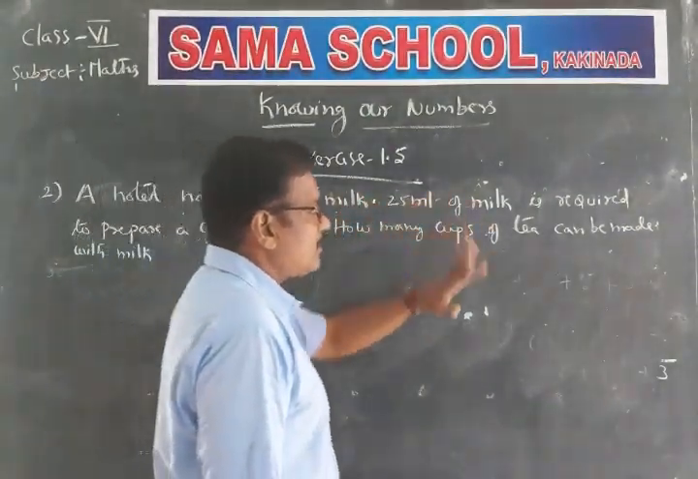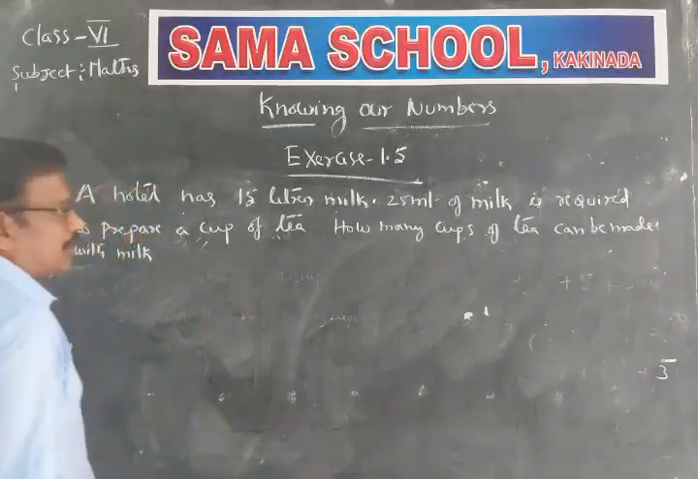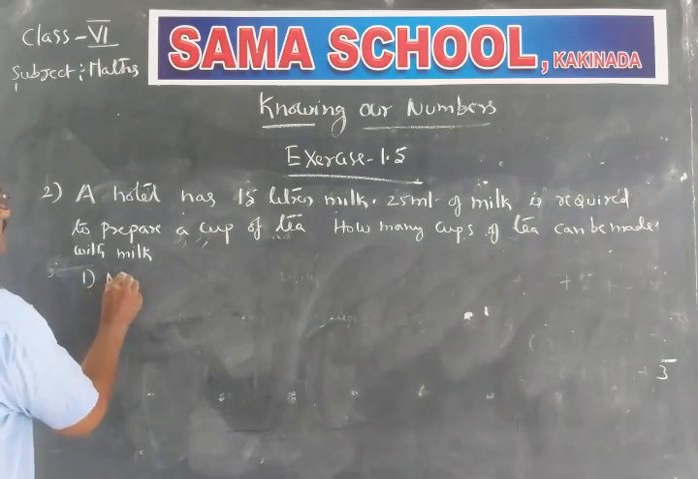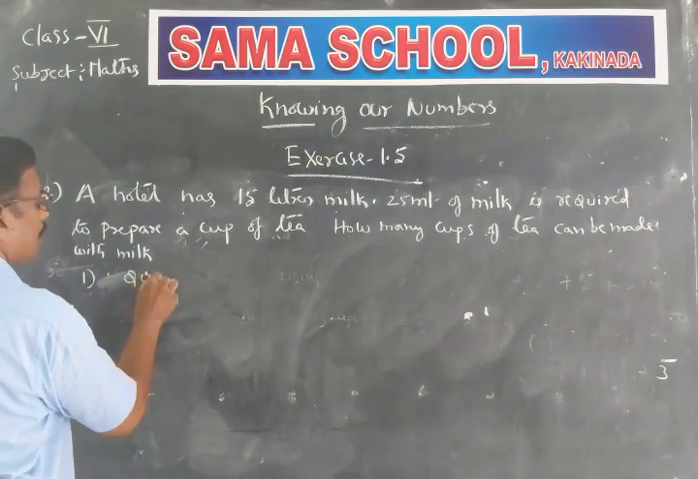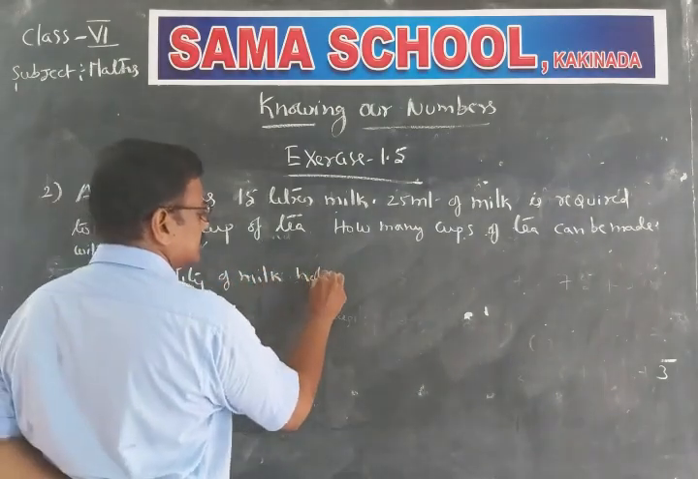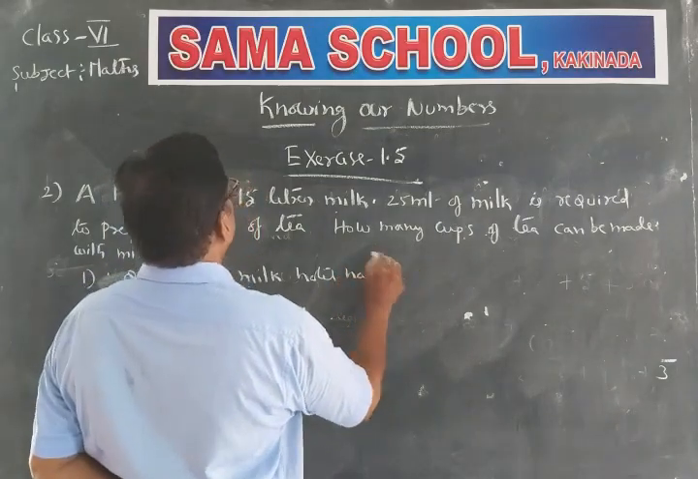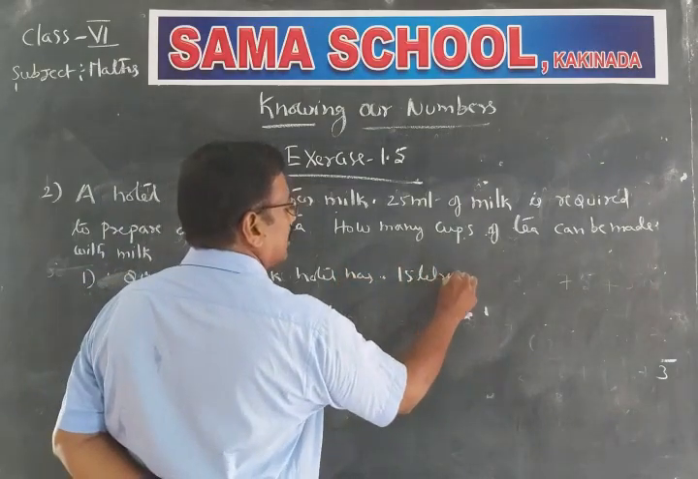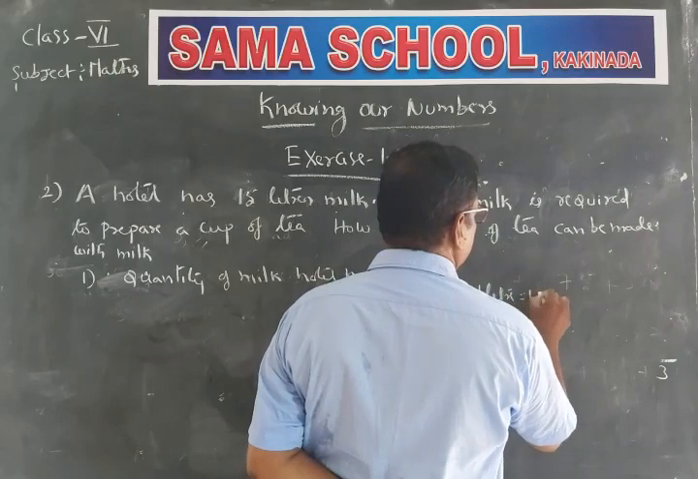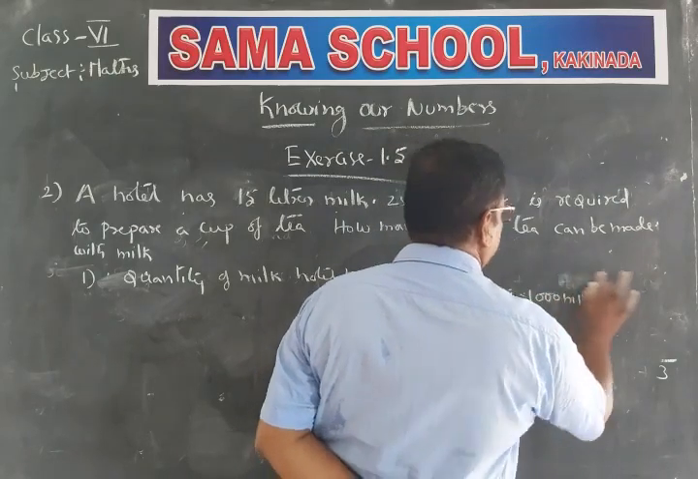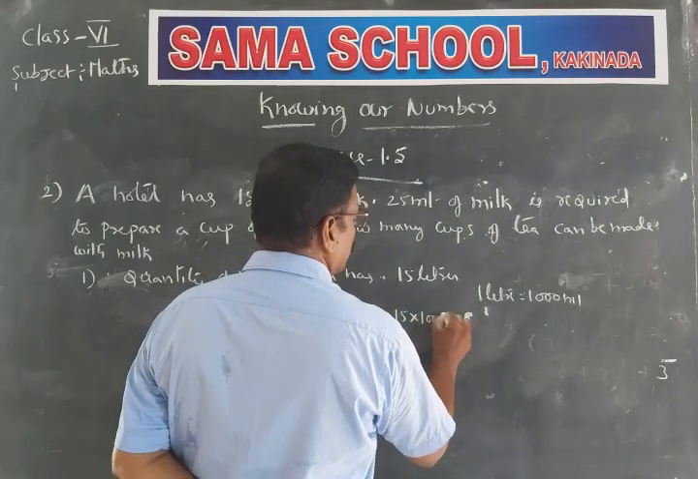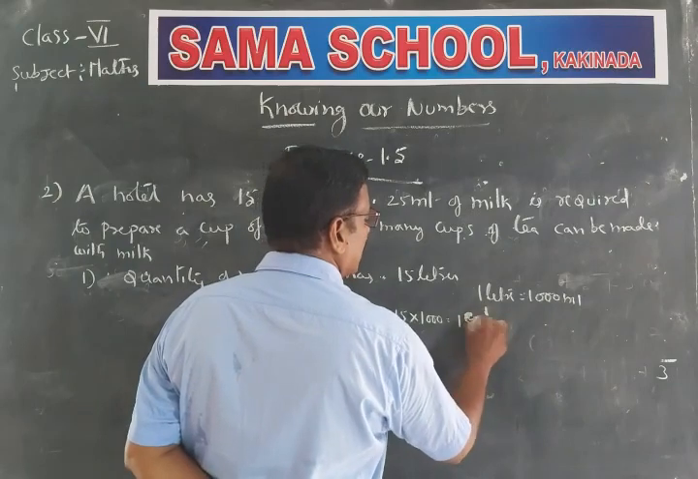The 25 milliliters of milk is required to prepare a cup of tea. How many cups of tea can be made with the milk? So, the number of liters of milk water has: 15 liters. 1 liter is equal to how many ml? 1 liter is equal to 1000 ml. Now 15 liters means 15 into 1000, 15,000 ml.